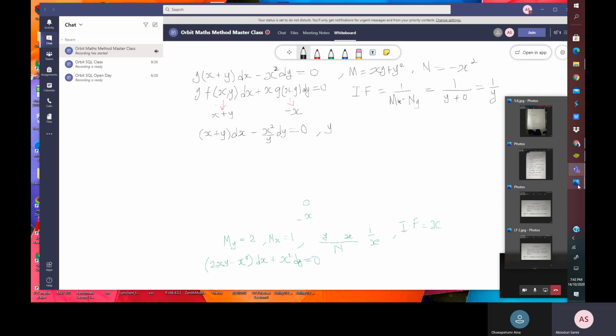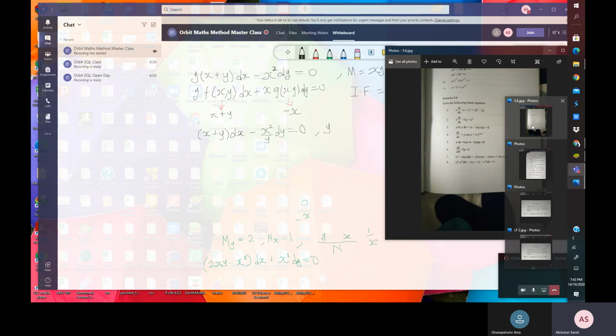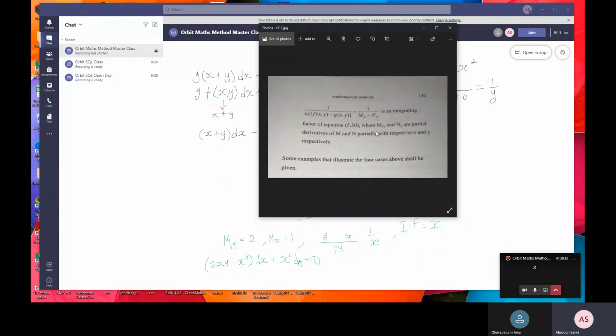Let me check what the condition is here. He said this is the integrating part, so let's use this part and not this part instead. Maybe this is not Mx, maybe you wanted to say My minus Nx. Maybe you wanted to say My minus Nx, so let's use My minus Nx instead. What is that?